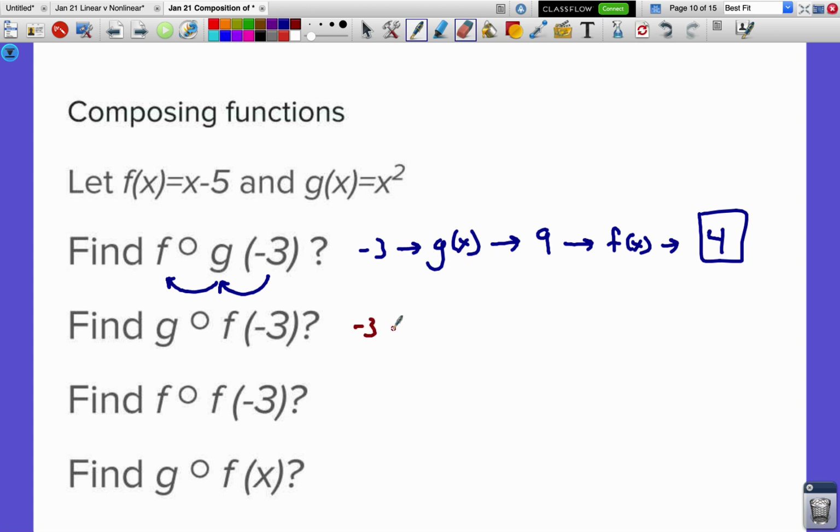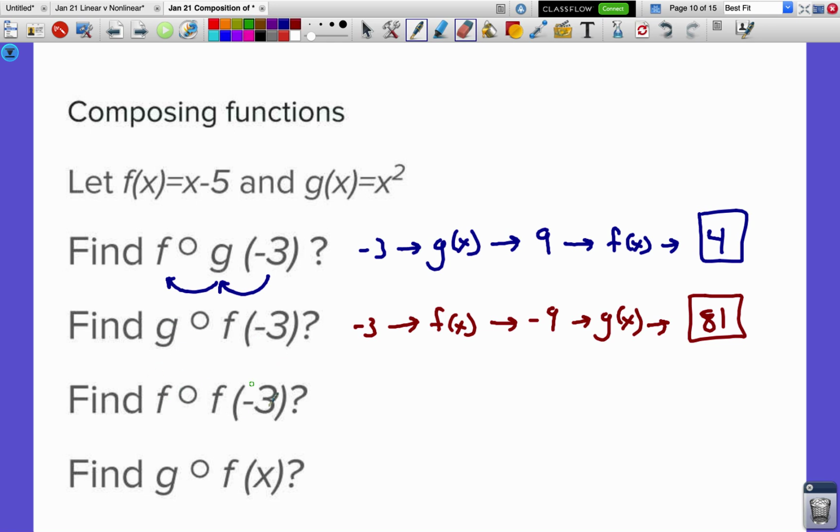So -3 goes into f of x, which chops off 5, so we now write down -9, which then goes to g of x, which squares the input, and we get 81. So very different answers when you do f of g of -3 and g of f of -3.